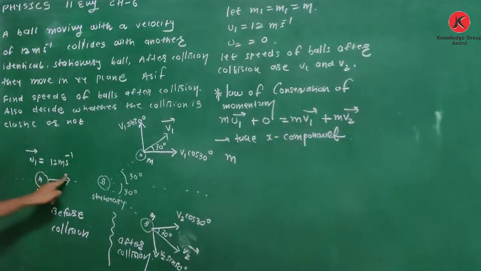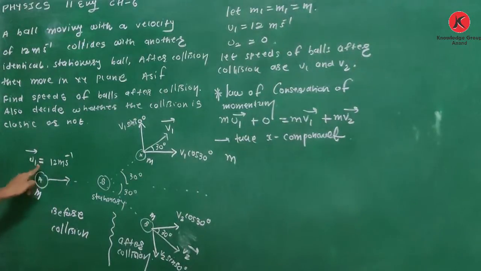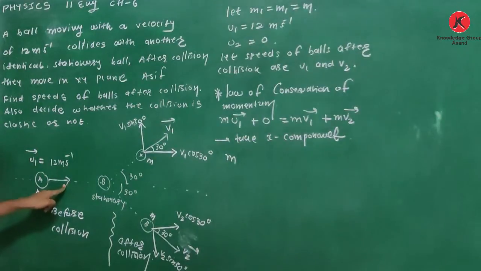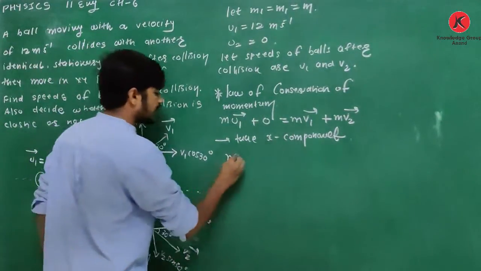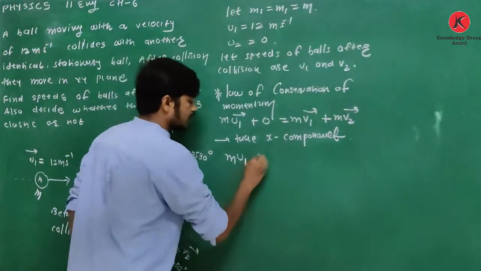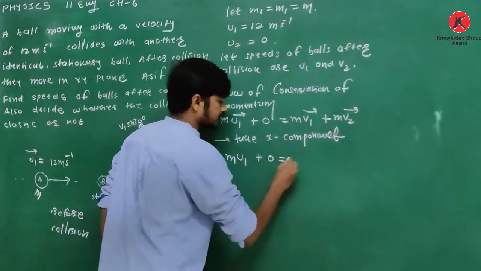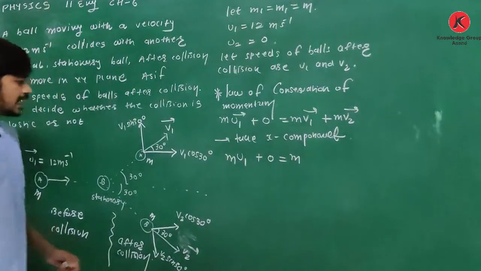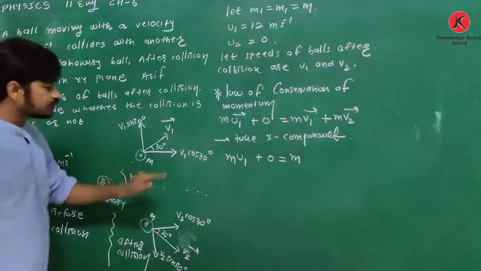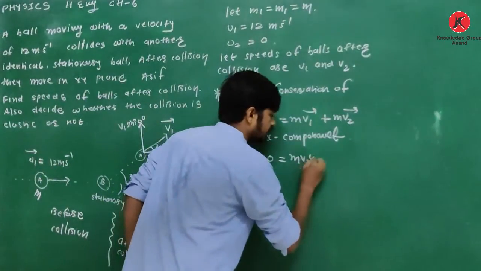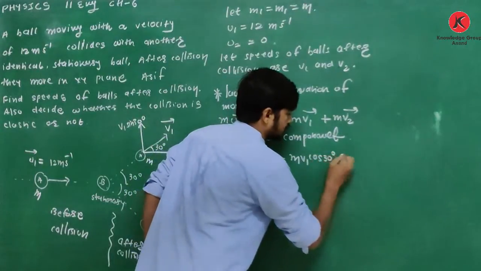U1 is along the x-axis. Yes or no? So yes, its velocity is in the x direction, so it has only an x component, and that is u1. Plus, here it is 0, m. What is the x component of v1? It is v1 cos 30.